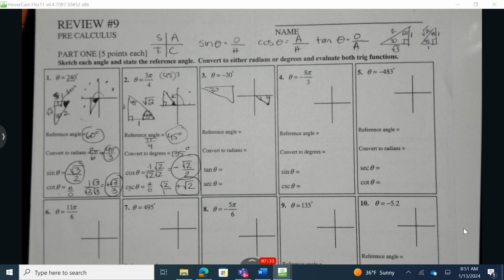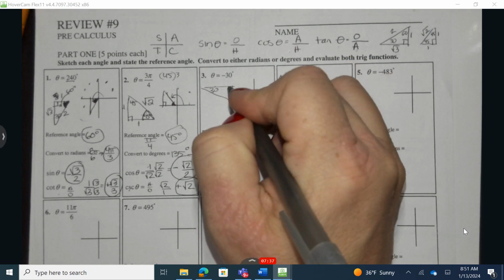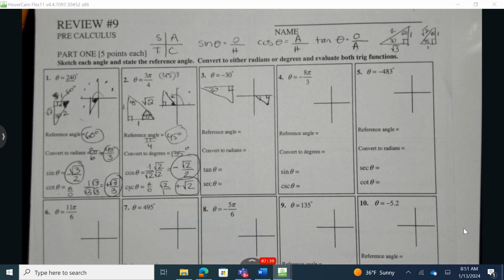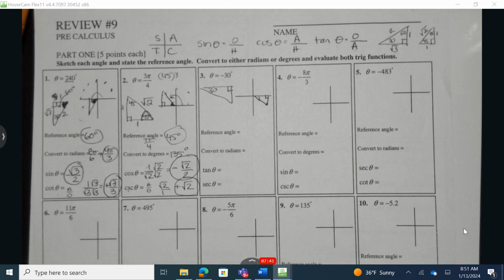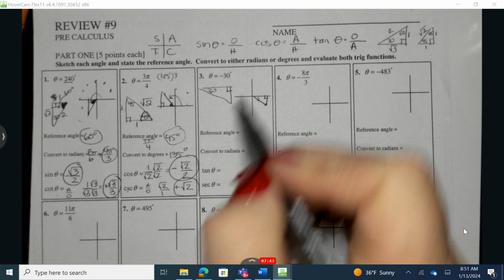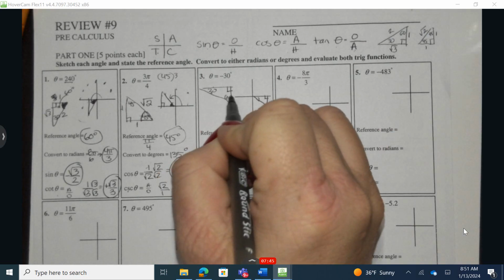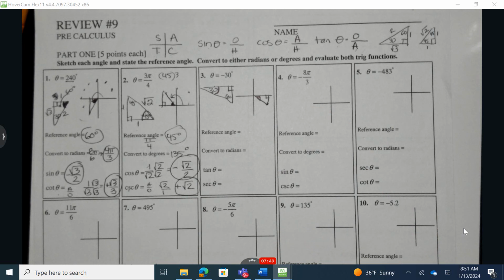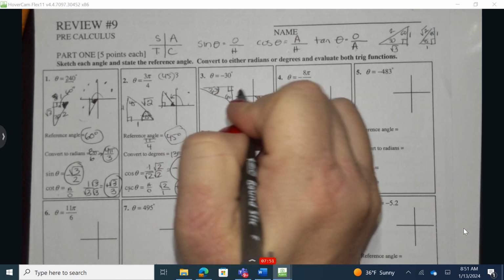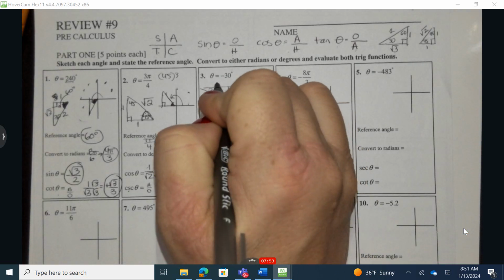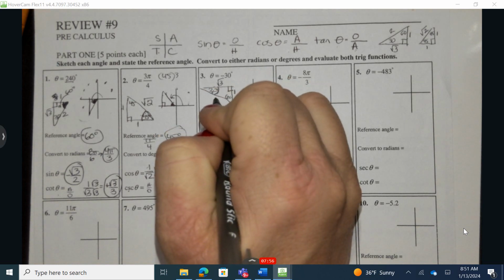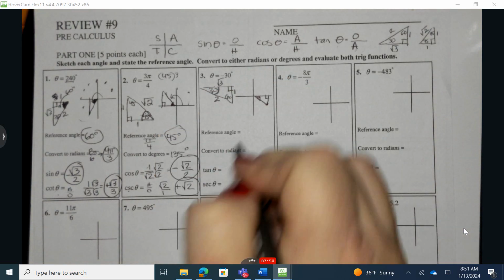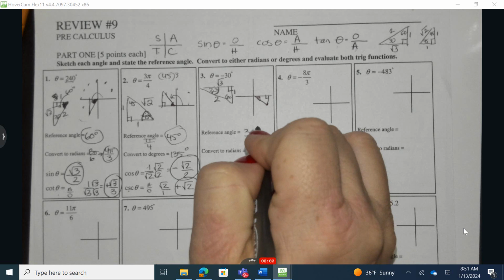Then your reference angle is always, again, the distance back to the x-axis. Remember, distance is always positive, so our reference angles here will always be positive. So if this is 30, this is 60. My reference angle is always closest to the origin. Across from 30 is 1, across from 60 is radical 3, and the hypotenuse is 2. The reference angle is 30 degrees.